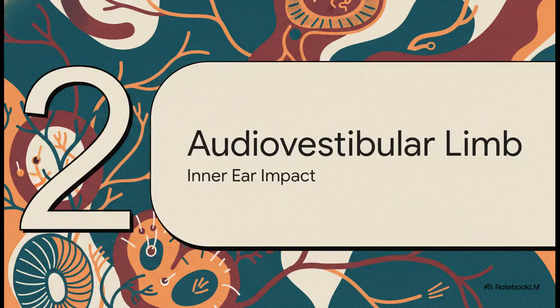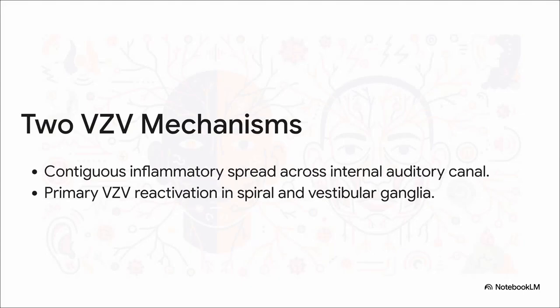Moving right along to Section 2, the audiovestibular limb. Let's look at the direct impact on the inner ear. So how does a facial nerve problem cause such severe dizziness and hearing loss? Well, there are 2 distinct, non-exclusive routes here.